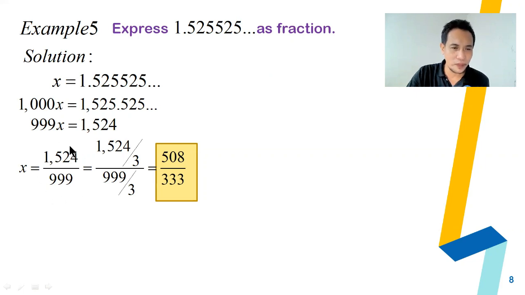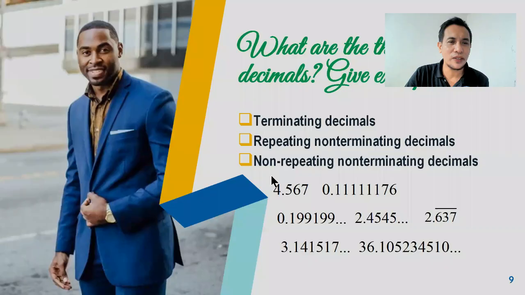Okay, this is still reducible by dividing the numerator by 3 and the denominator by 3. So 1524 divided by 3, that's 508, and 999 divided by 3, that's 333. Okay, so this is the fractional form of the given decimal number. The 1.525525 is equal to 508 over 333. Okay, so you can use your calculator to check if the two are equal. Any question? All right.